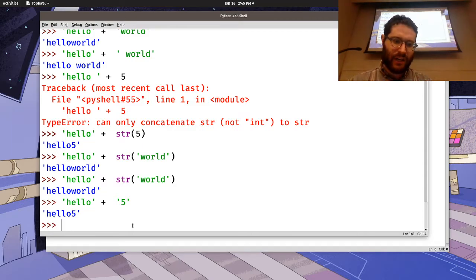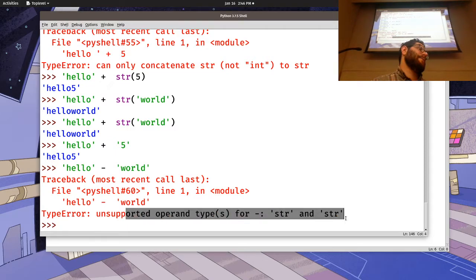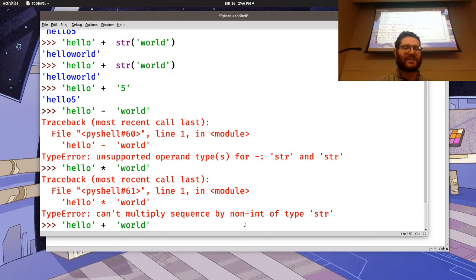Okay, what else can I do to these things? Hello. So can I do hello minus world? That doesn't really make sense, and unsurprisingly, no. It says that it's an unsupported operand type. That means that the minus operation between string and string doesn't really make sense at all. Unsurprisingly, multiplication does not work, but it gives you a different error here. It says you can't multiply sequences by non-ints of type string. We'll come back to that. Unsurprisingly, you can't divide.